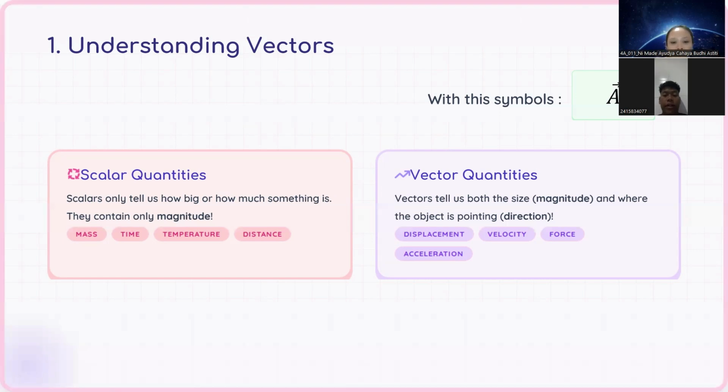Miss, I have a question for you. What is the difference between distance and displacement? Okay, good question, Wahyu. Distance only tells us how far an object travels, and displacement tells us how far and in what direction the object moves. Therefore, displacement is a vector quantity.